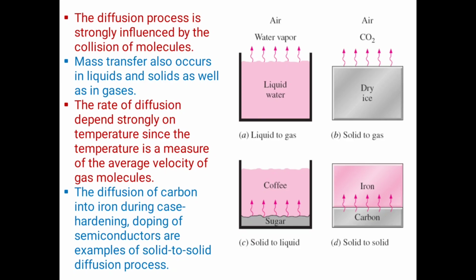The diffusion process is strongly influenced by the collision of molecules. Mass transfer also occurs in liquids and solids as well as in gases. The rate of diffusion depends strongly on the temperature, since temperature is a measure of the average velocity of a gas molecule. The diffusion of carbon into iron during case hardening and the doping of semiconductors are examples of solid to solid diffusion processes. In figure A, we can see liquid to gas, in B solid to gas, and C solid to liquid, and the last one is solid to solid.